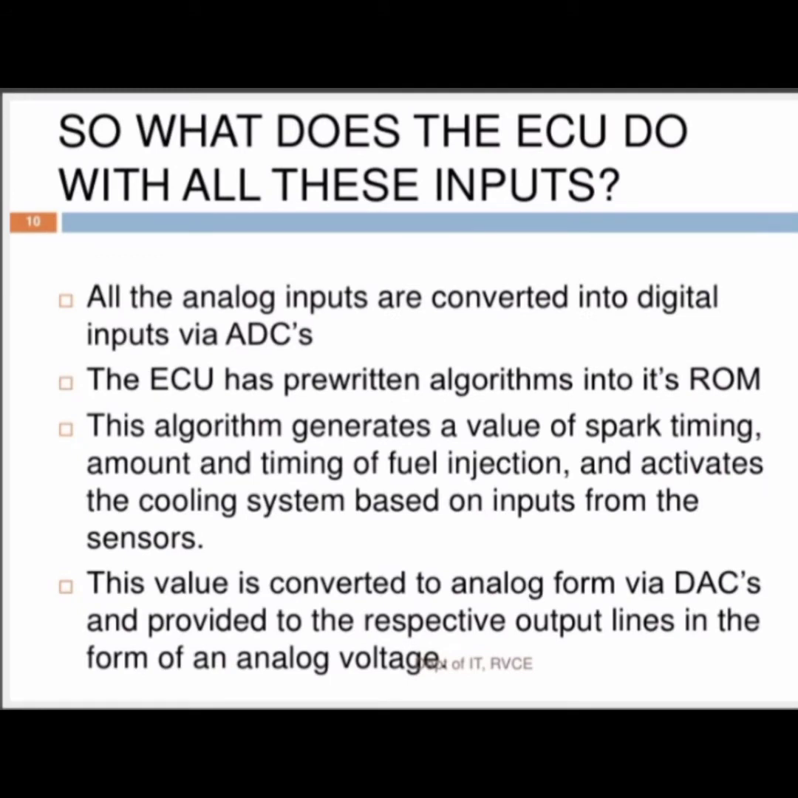So what does the ECU do with all these inputs? All the analog inputs are converted into digital inputs. The ECU has a pre-written algorithm in its ROM. This algorithm generates a value of spark time, amount and timing of fuel injection, and activates the cooling system based on inputs from the sensors. This value is converted to analog form by a DAC and provided on the respective output lines as analog voltage.